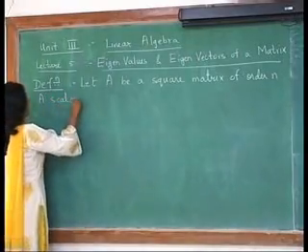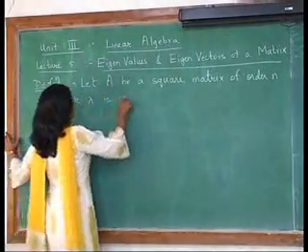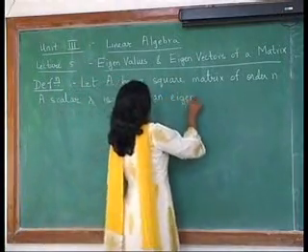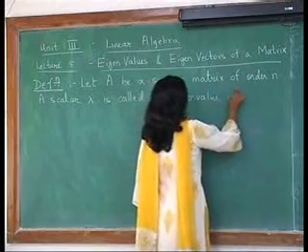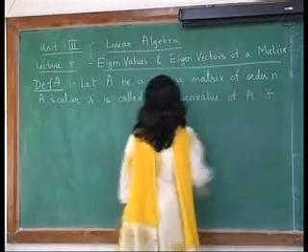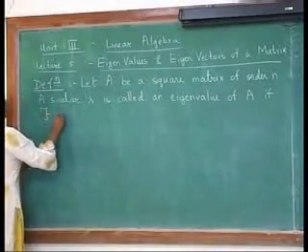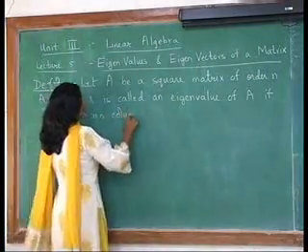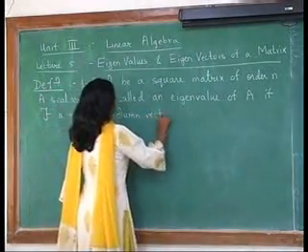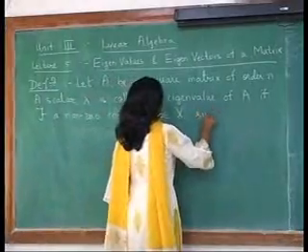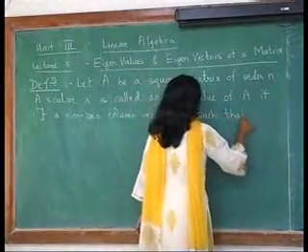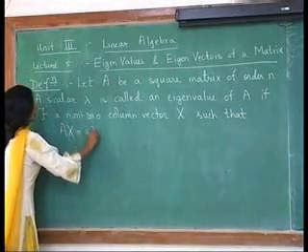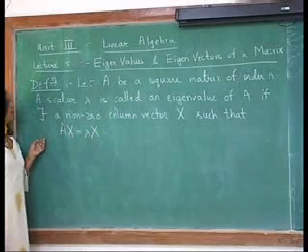A scalar lambda is called an eigenvalue of A if there exists a non-zero column vector x such that A into x is equal to lambda times x.